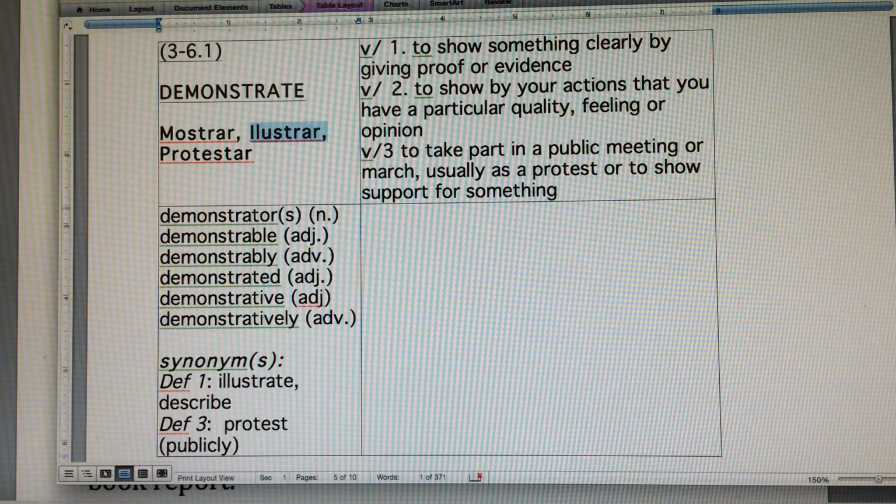Quarter 3. 3 syllables. The emphasis is on the first syllable, so we say demonstrate, demonstrate. Make sure you pronounce the final TE in demonstrate. It is a verb and only a verb, and you have 3 definitions. Let's go over the first one. So the first one is to show something clearly by giving proof or evidence.